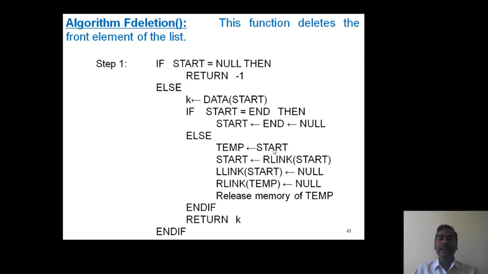Now we break the links between temp and start nodes. Hence start is shifted to link of start. Now link of start is filled with the null pointer. Link of temp is filled with the null pointer. Now release memory of temp. End if. Now return k. End if. Outer comparison completed.